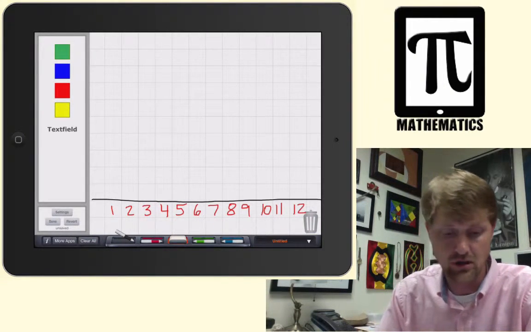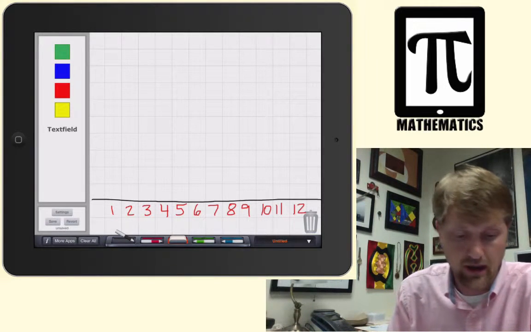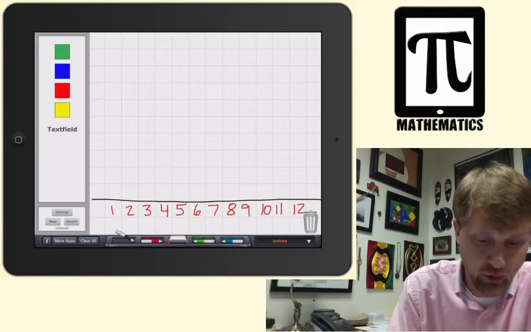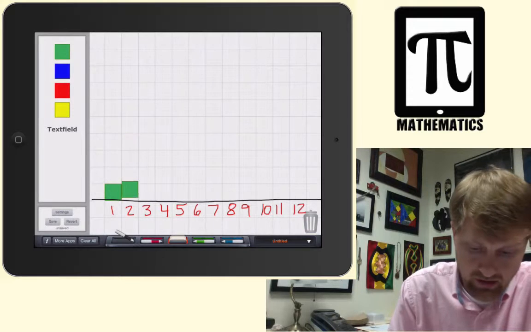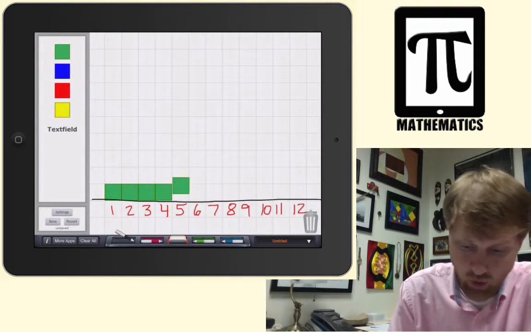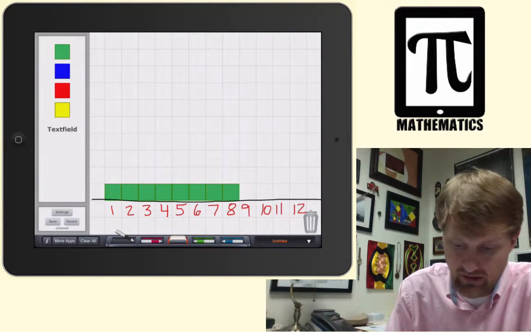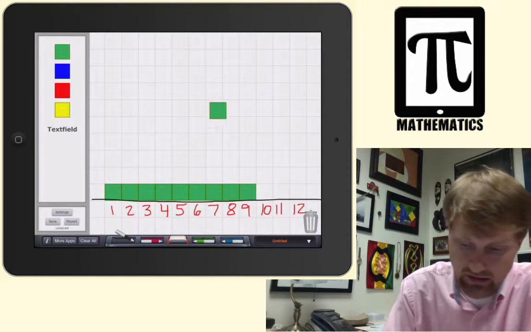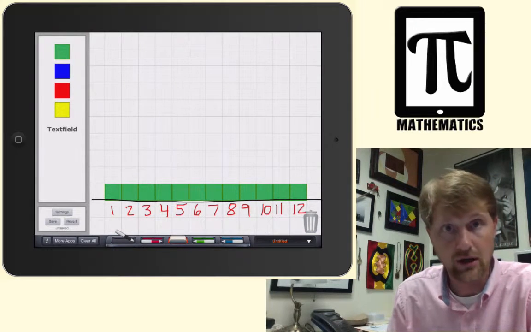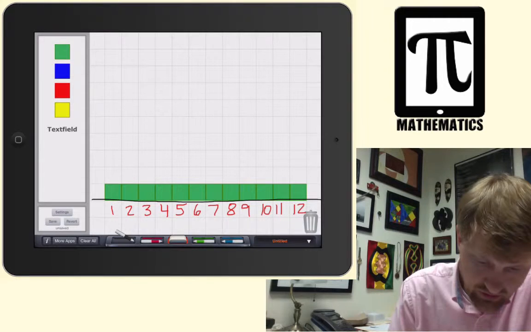We can illustrate this on the app where all the doors are closed. The first student is going to go in and open them, so I'm going to put green for open. We're opening the first door, the second, the third, the fourth, the fifth, the sixth, the seventh, the eighth, the ninth, the 10th, the 11th, and then the 12th. That was the first student, student 1.